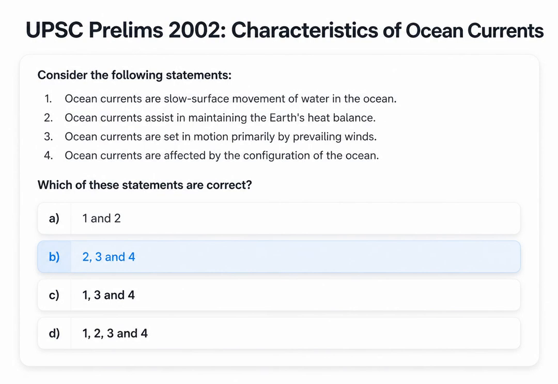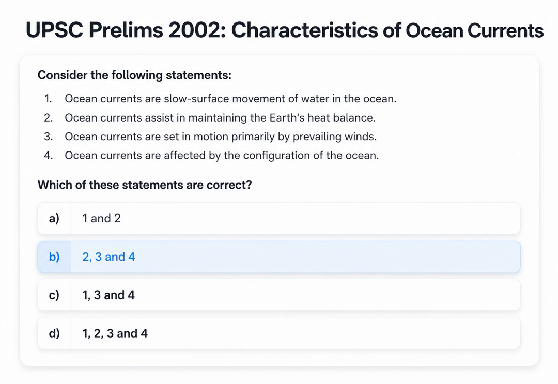To wrap up our discussion on currents, consider this 2002 prelims question. It asks which statements about ocean currents are correct. We know they maintain heat balance, are driven by winds, and are shaped by ocean configurations. But are they always slow surface movements?